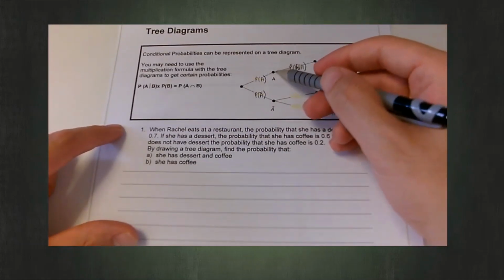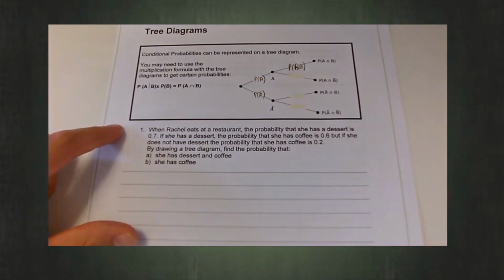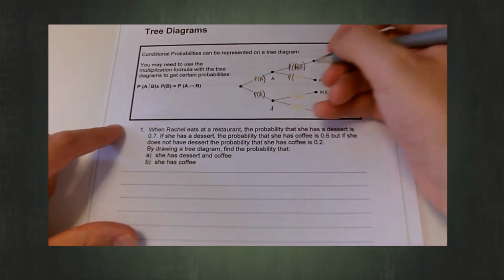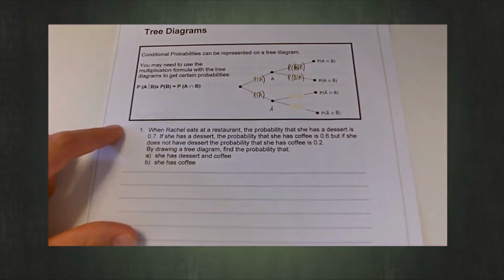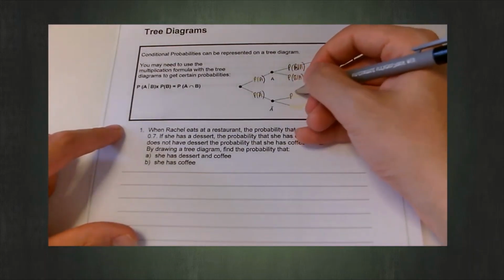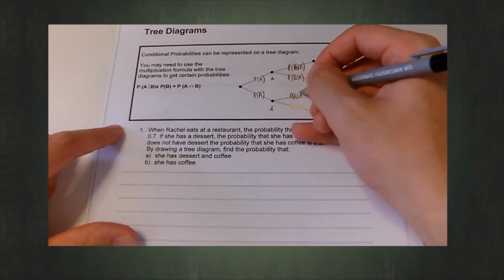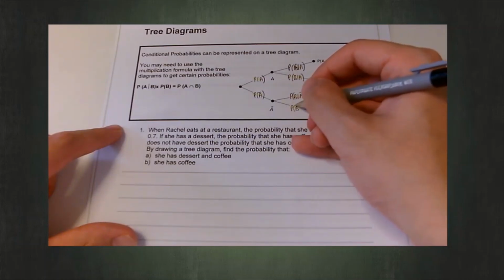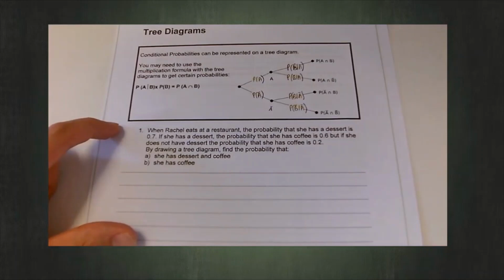So these lines in between the events are conditional probabilities. This is the probability of not B given A has occurred. This is the probability of B given not A has occurred, and this is the probability of not B given not A has occurred. So what do we gain from this?